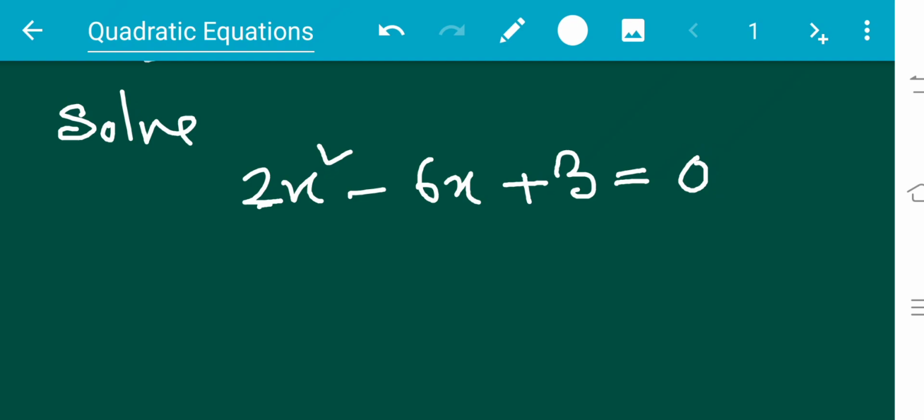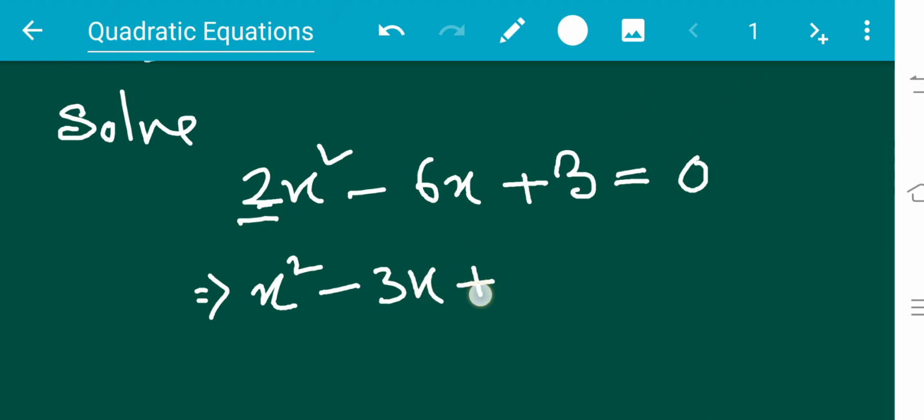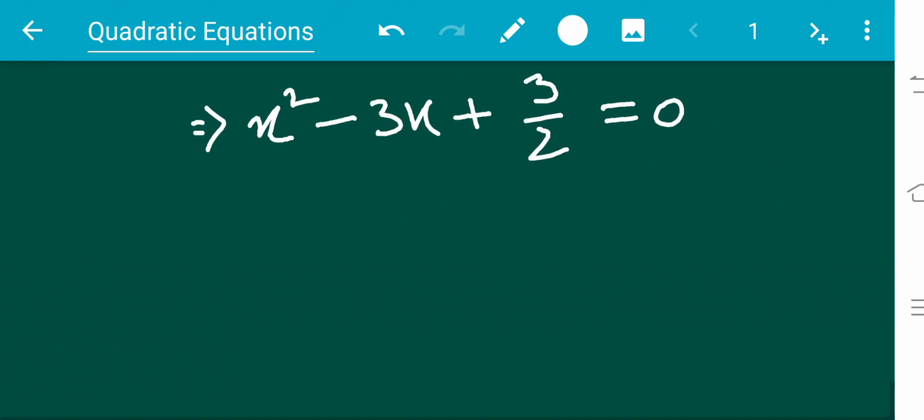So let us find it through the completing square method. In practice, we divide this whole equation by 2. So I can write this implies x square minus 3x plus 3 by 2 is equal to 0.